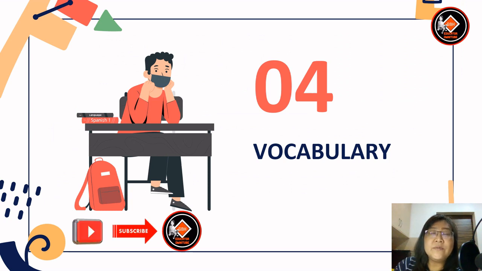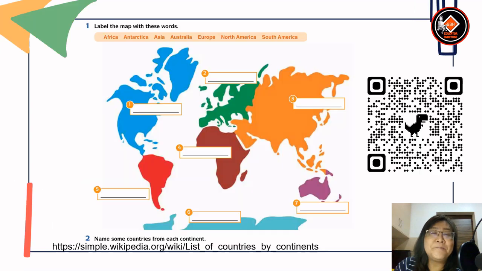Now let's move on to the next lesson, which is vocabulary. For vocabulary, let's start with exercise 1. Label the map with these words. So you have Africa, Antarctica, Asia, Australia, Europe, North America, and South America.